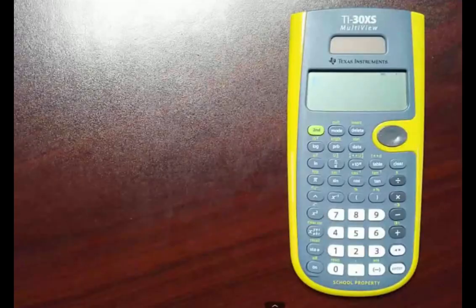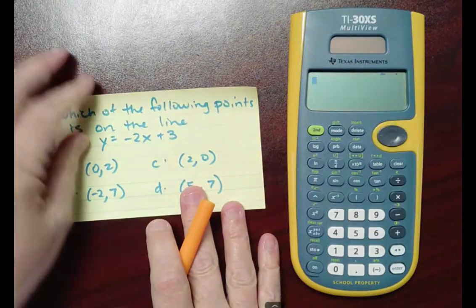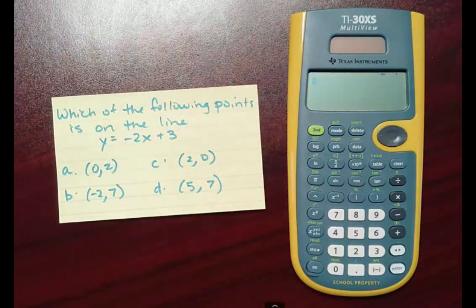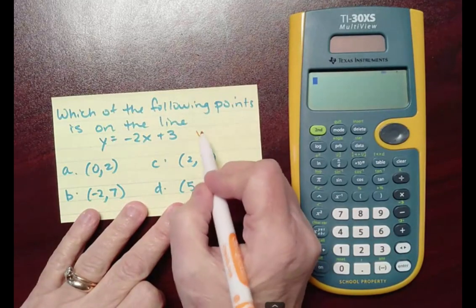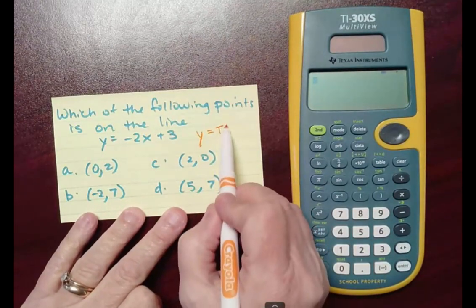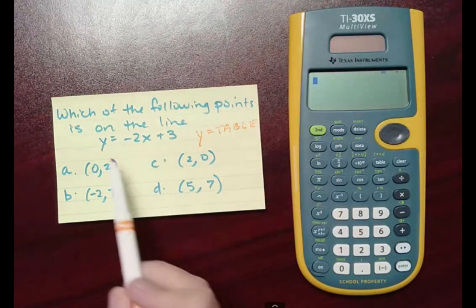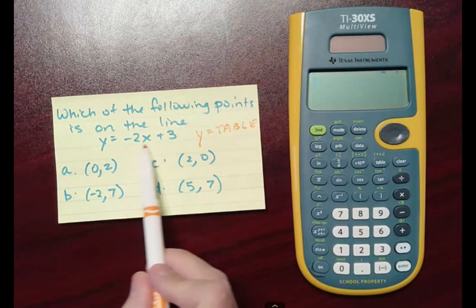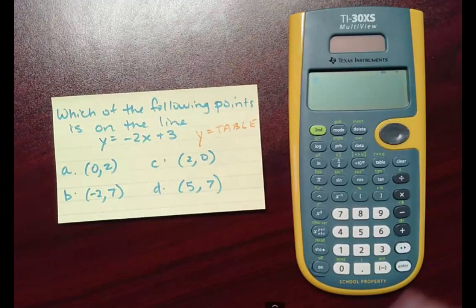And just remember, you can only do this if the equations are in y equals mx plus b form. So here are some examples. If I have this question that asks which of the following points is on the line, and here's the equation of the line, as long as it's in this y equals form, I can use my table button. So we can hit our table button, enter this equation, and see which of these 4 points is on that table that is generated.